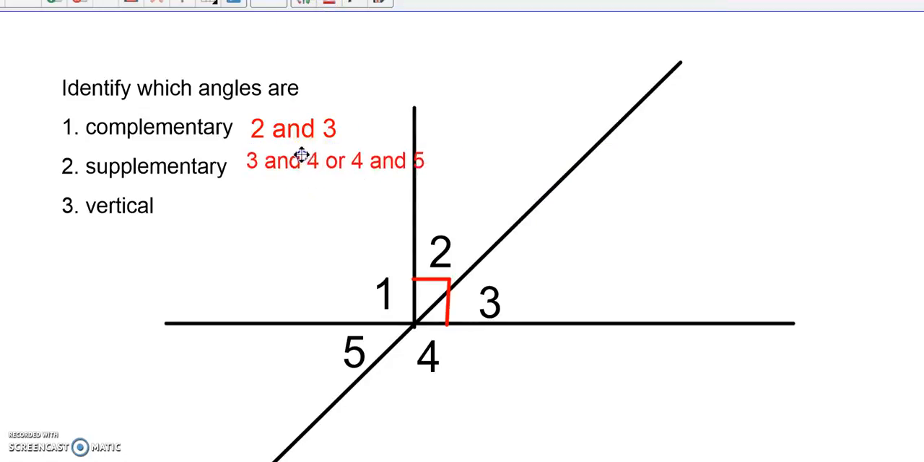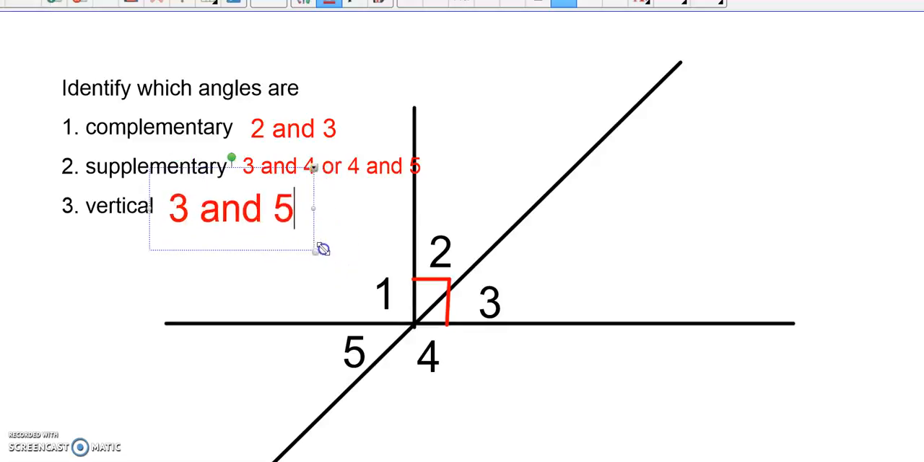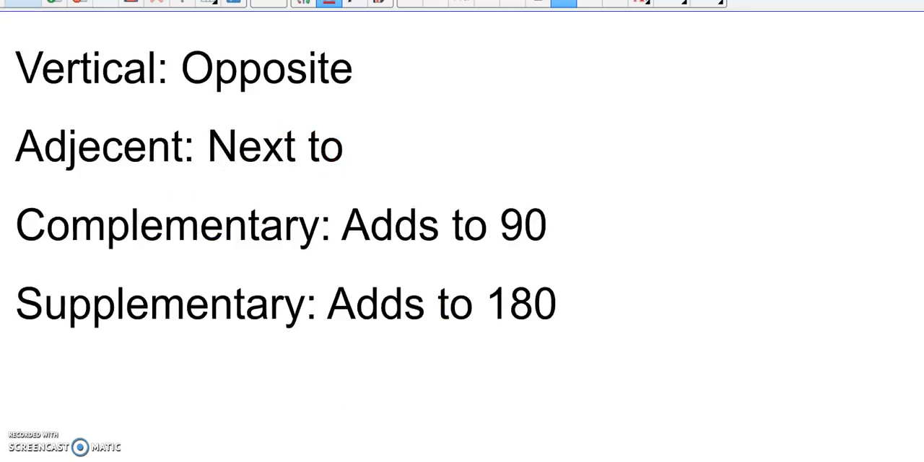All right, vertical angles. You are looking at opposite sides of an X. So be careful on this one. Some people tend to think that 2 might be vertical to 5, but that's not exactly an X. The vertical pair we can see here are 3 and 5. 3 and 5 would be a good vertical pair on this one. So let's get that in there, and then let's move on.